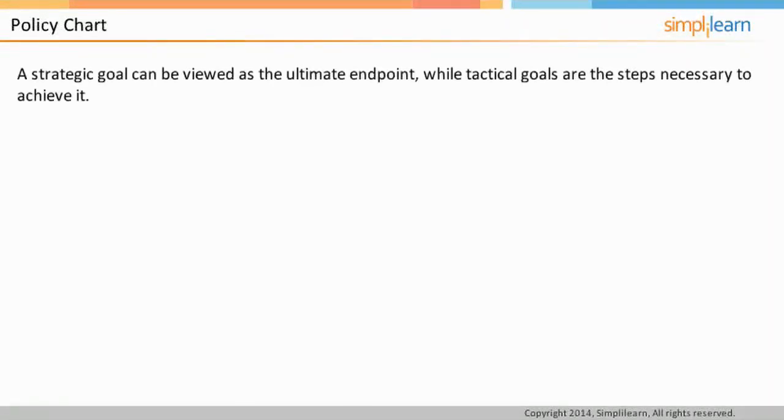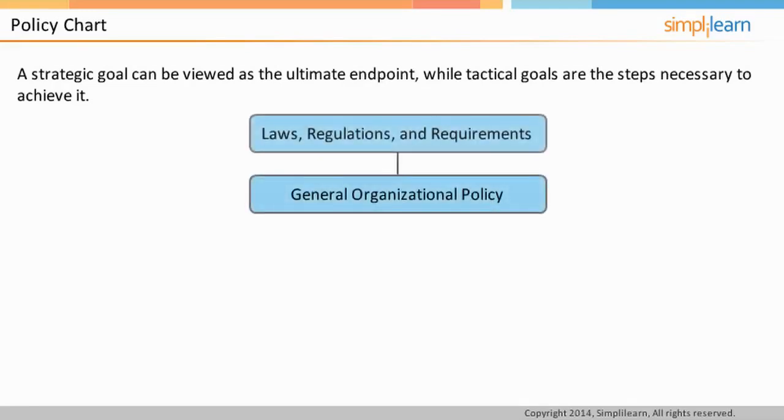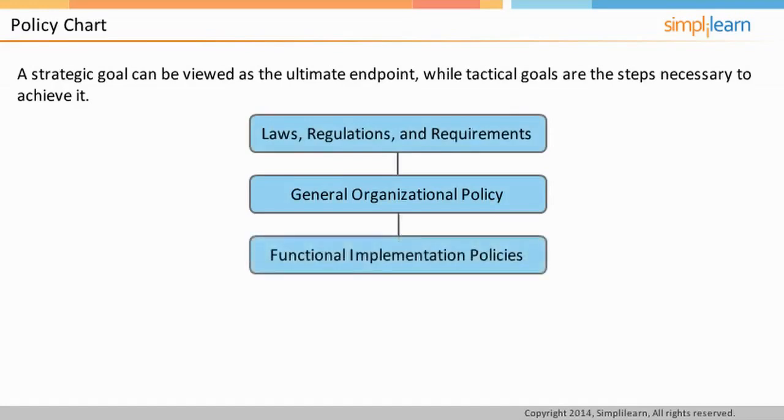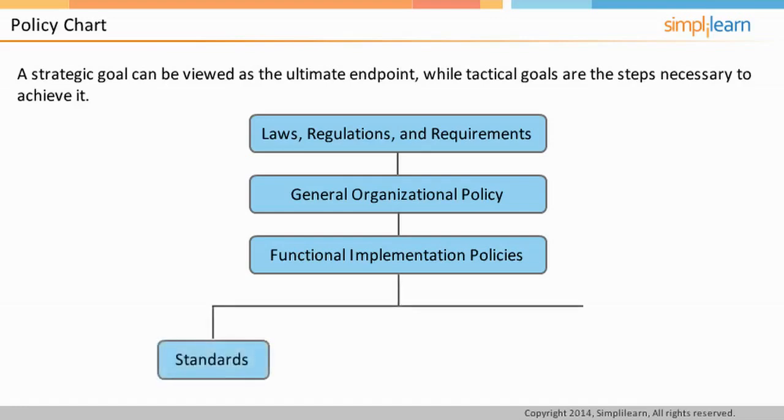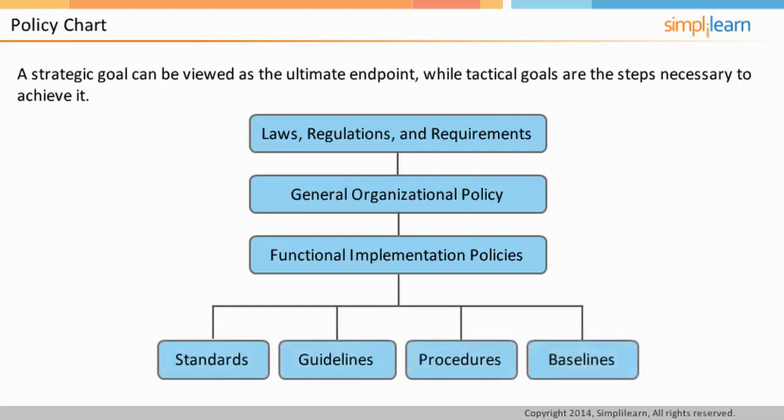A strategic goal can be viewed as the ultimate endpoint, while tactical goals are the steps necessary to achieve it. General security policies are derived from laws, regulations, and requirements. The functional implementation policies are subsets of general organizational policy. A policy is implemented using standards, guidelines, procedures, and baselines.